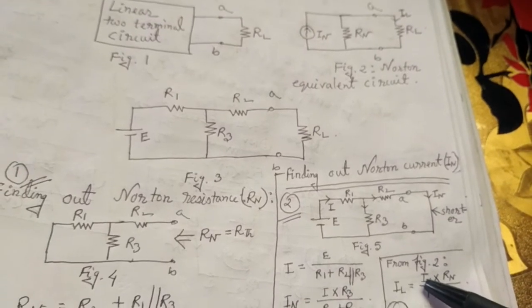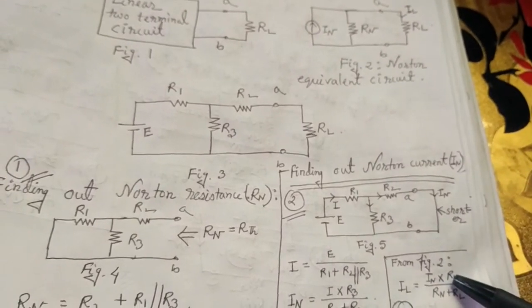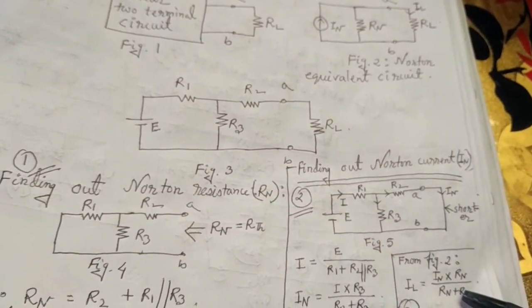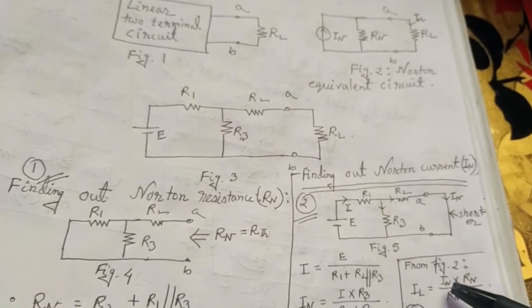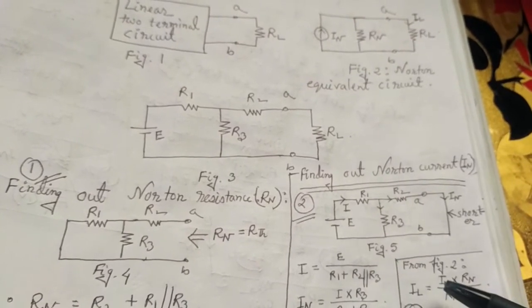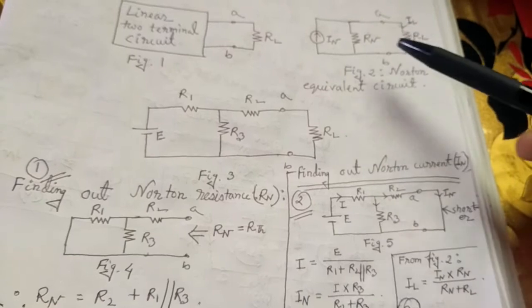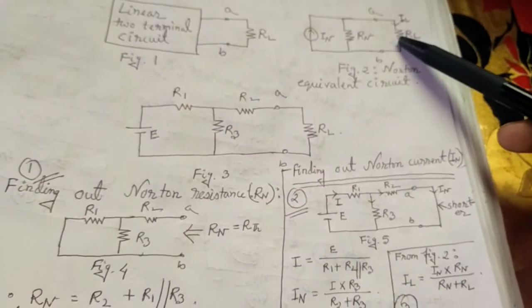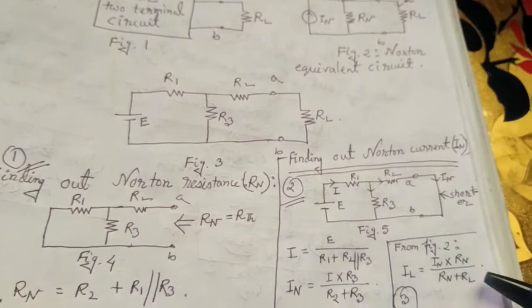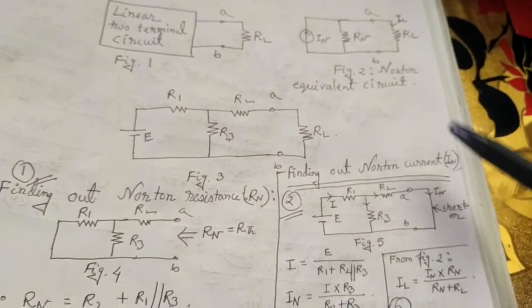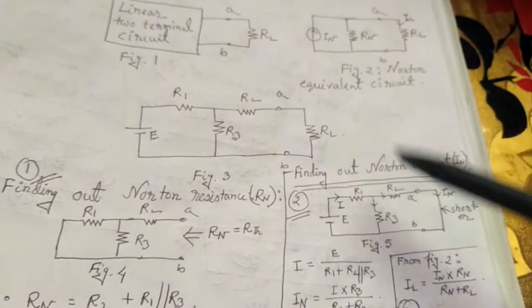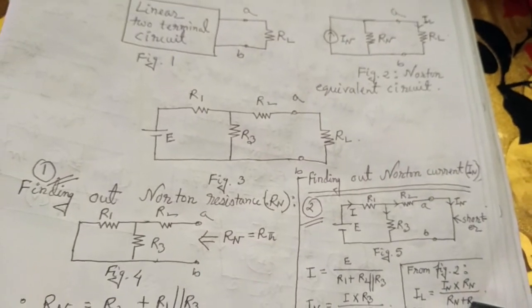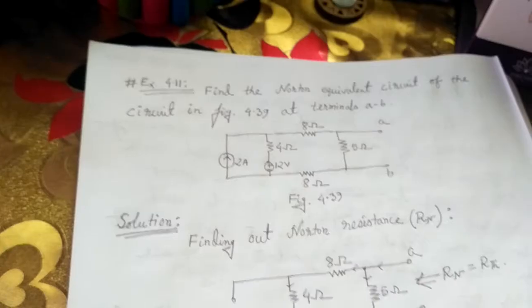IN multiplied by RN divided by RN plus RL. So let's see again, this IL equals what? It is the total current IN multiplied by this opposite resistance RN, you see, that is RN, divided by total resistance RL plus RN. So that is our Norton's theorem.